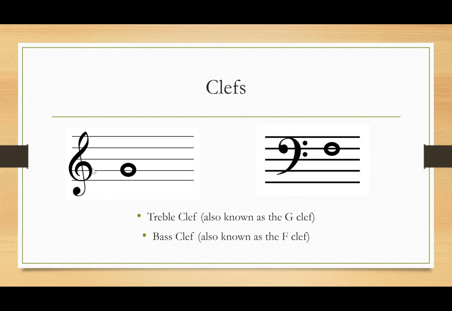The treble clef is also known as the G clef, because you can see the treble clef goes around this line right here. This line on the treble clef is G. And then the bass clef is also known as the F clef, because the circle right here and the 2 dots are on this line, which is F in the bass clef.